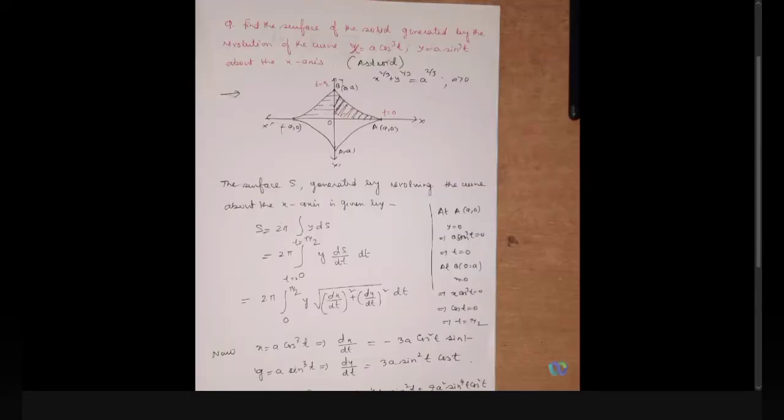Okay, so kindly write this particular problem, all of you. Find the surface of the solid.